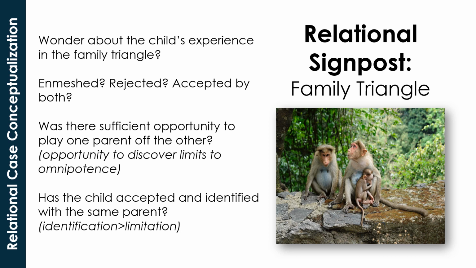Has the child accepted and identified with the same-sex parent? Is there identification with the opposite-sex parent? And what are the opportunities that are coming through this identification, or perhaps the limitations that are coming from that identification? So the relational signpost is, what is the nature of this three-person triangle? Who's on the outside? Who's the third? Is the parental bond strong enough to handle the child's efforts to break it up with their omnipotence and their wish to have one parent all to themselves?